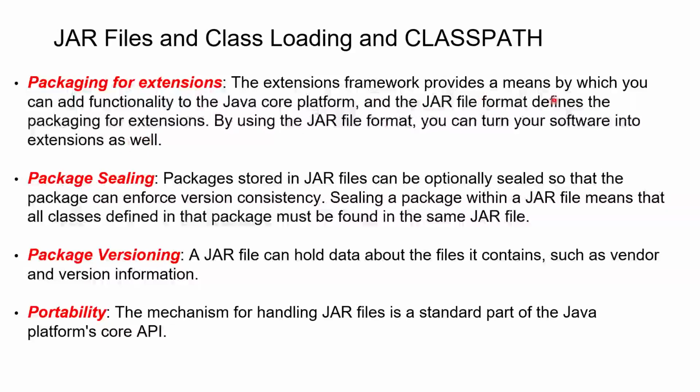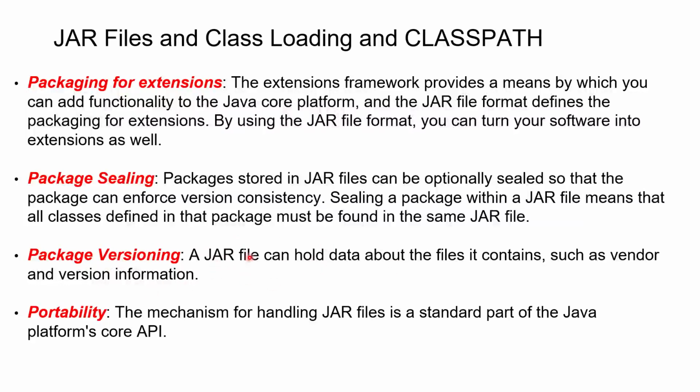Jar files support packaging for extensions, so that extension framework provides a means by which you can add functionality to the Java core platform, and the jar file format defines the packaging for extensions. So by using a jar file, you can turn your software into other extensions as well. And package sealing. Packages stored in jar files can be optionally sealed so that the package can enforce version consistency. This is very important. Sealing a package within a jar file means that all classes defined in the package must be found in that same jar file. And also package versioning.